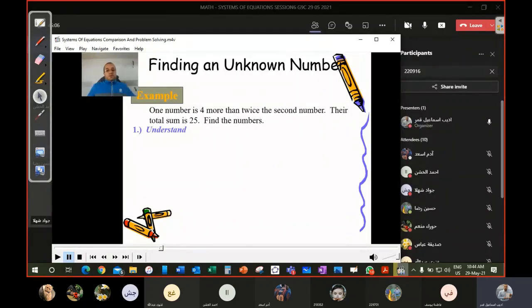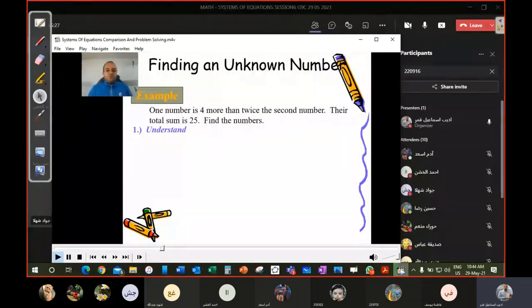Their total sum is 25. شو يعني their total sum؟ جمع شو؟ رقمين. رقمين هودي مجموعهم قديش؟ 25. Find the number. سؤال بيقول find the number. خلينا نتبع الخطوات. Okay? This is a problem.